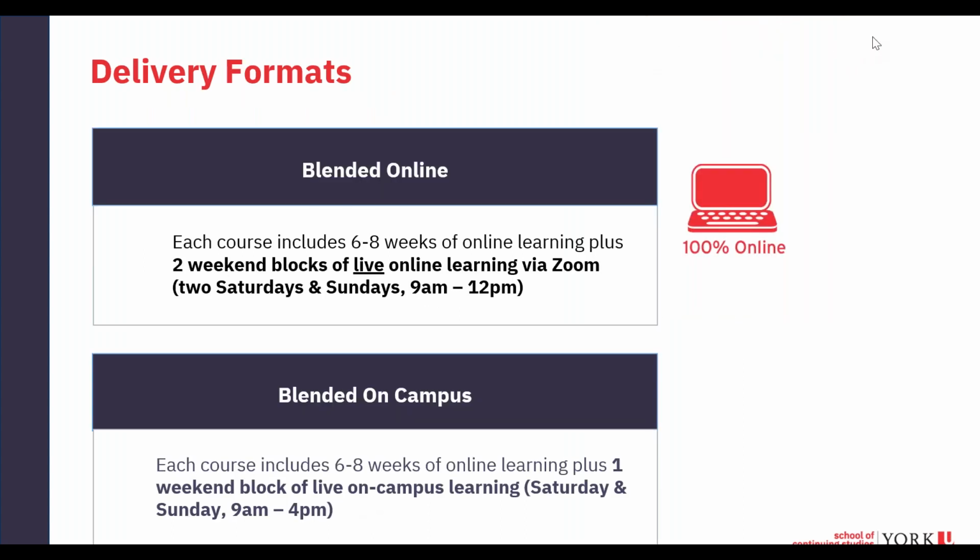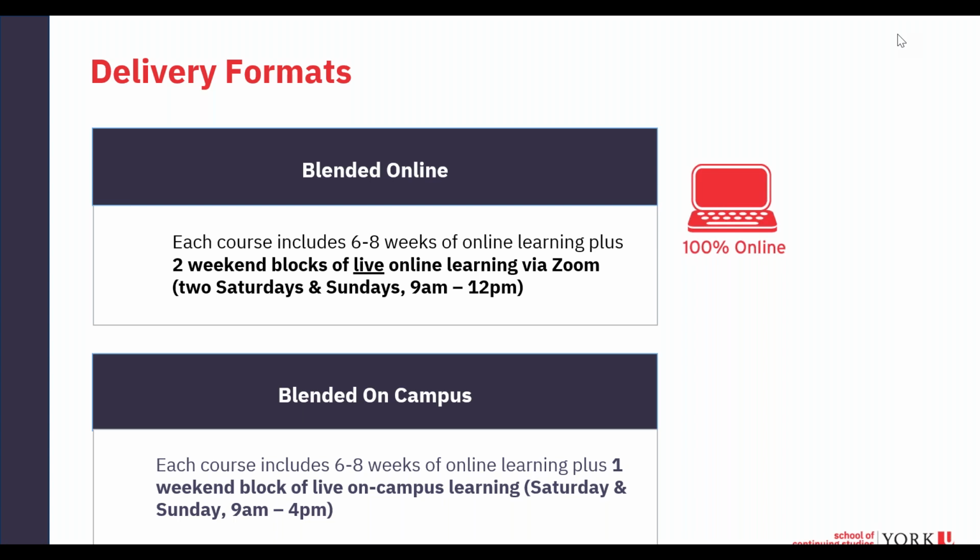Now, there are two different blended formats that we offer this program in. The first is blended online. This is 100% online. You do not need to come to campus. In this format, each course is between 6 and 8 weeks long, and you are learning online. Plus, you have 2 weekend blocks of live online learning via Zoom. So more specifically, this is 2 Saturdays and Sundays in the mornings from 9 a.m. to 12 p.m. So 3-hour blocks over 2 weekends.